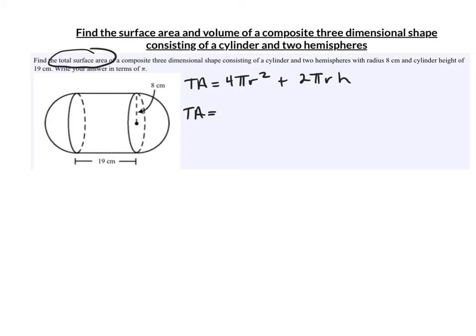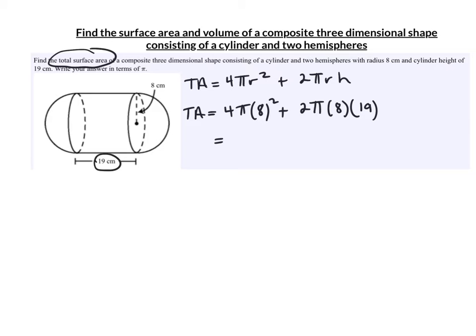So the whole sphere, the two hemispheres together make a sphere. That's 4 pi times 8 squared plus the lateral area of the cylinder, which is 2 pi r, which is 8, times the height, and the height is the 19.